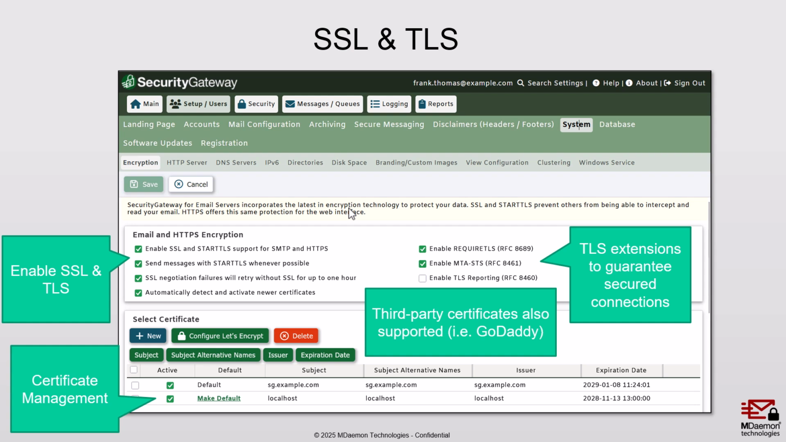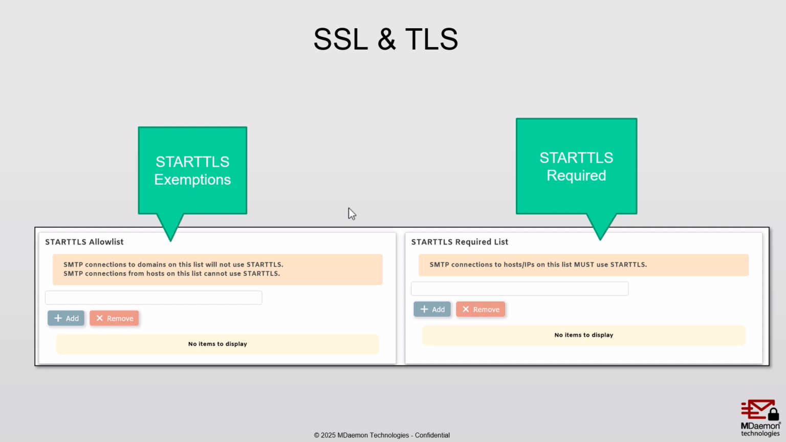Now, if you choose to use a third-party certificate, then we do have a knowledge base article that will walk you through the steps for importing and installing a third-party SSL or TLS certificate. And then moving further down on that same screen, you can configure Start TLS exemptions. Those are connections from certain domains or hosts that will not use or cannot use Start TLS, or encrypted connections in this case. And on the right-hand side, you have a Start TLS required list for connections to hosts or IPs on the list that must use Start TLS to encrypt the connection.